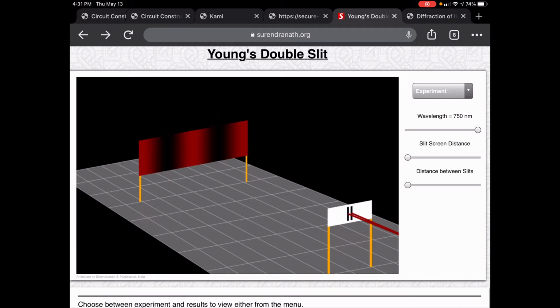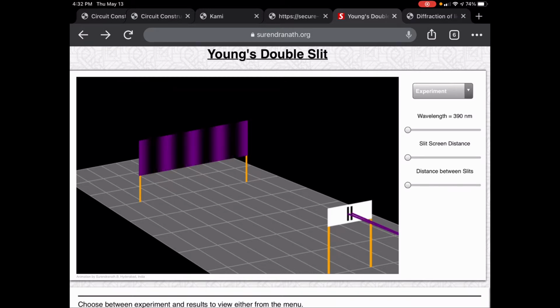How about the distance between the slits? Let me move this back to the violet end. So if I keep the wavelength constant, but this time I focus on D, the distance between the slits. If I make the distance between the slits larger, farther apart, you can see I'm getting more and more bright fringes, which means X, the distance between bright fringes, is going down. So as D goes up, X goes down. That's an inverse relationship. We already saw that.